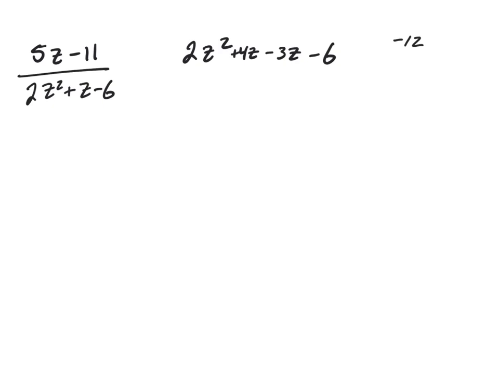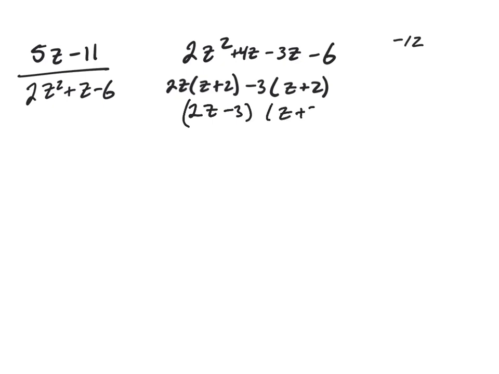Now we're going to factor using grouping. So the first two terms, I can pull out a common factor of 2z, and I'm left with z plus 2. And in the last one, remember we always want to factor out a negative, and I can factor out a negative 3, and we're left with z plus 2. If I didn't pull out that negative, I wouldn't have our common binomial there. So our final factors are 2z minus 3 and z plus 2.